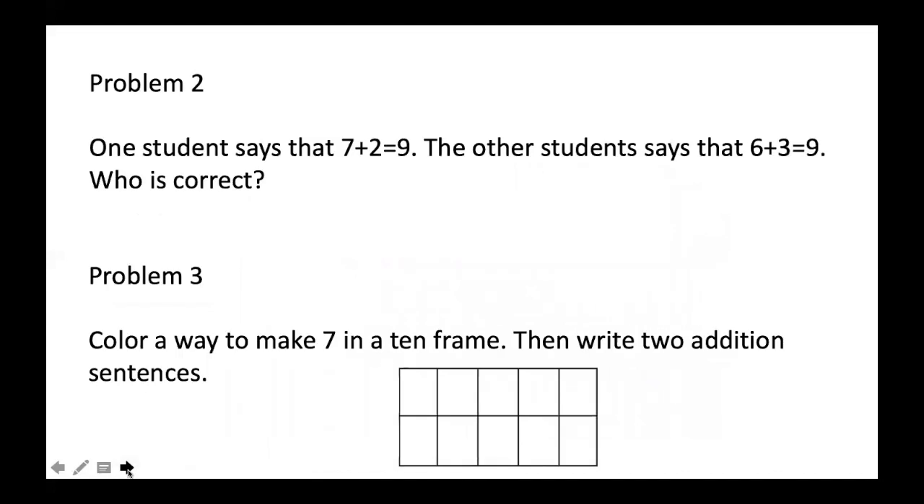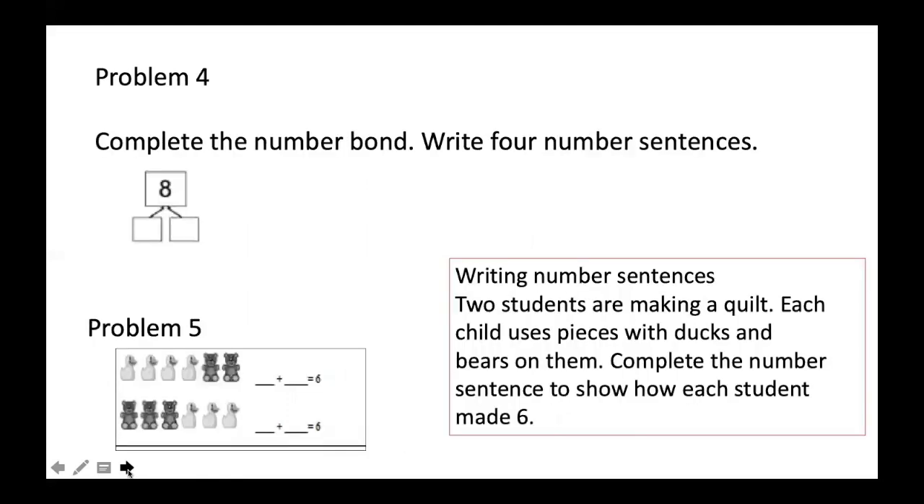Problem 2 says one student says that 7 plus 2 is 9, and the other student says that 6 plus 3 is 9. Who is correct? You might want to draw a picture to show your answer, as well as explain how you know. Problem 3 says color a way to make 7 in a 10 frame, and then write 2 addition sentences. Problem 4 says complete the number bond, write 4 number sentences.